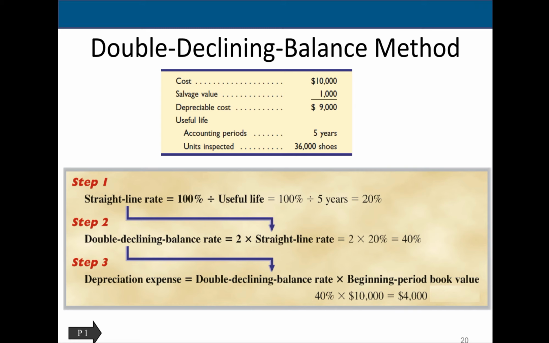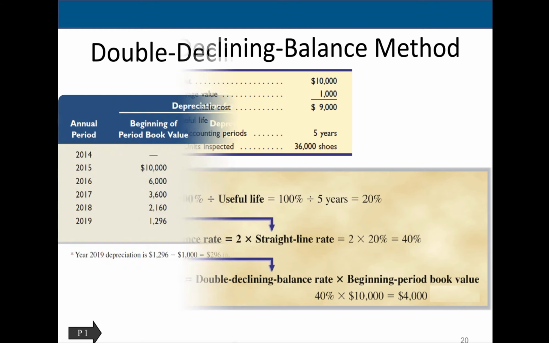Okay, that's step 1. Step 2 is, whatever this rate is, double it. Hence the word double declining balance. So instead of 20%, the straight line rate, we're going to use double that rate, or 40%. Okay, what does that mean? That means in year 1, we will take that 40% and we will multiply it times the initial cost. Again, we're still ignoring salvage value for now. Okay? So 40% times the amount of that initial cost, which is beginning period book value, and that gives us $4,000 that we would recognize in year 1.